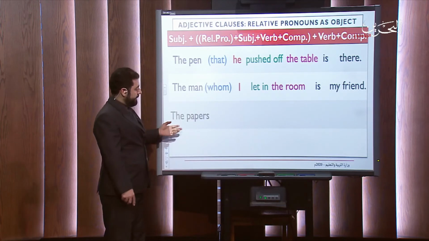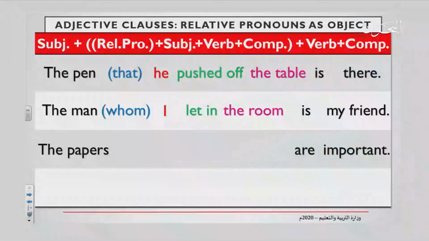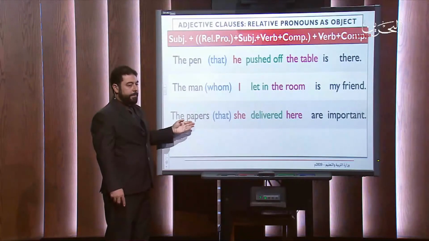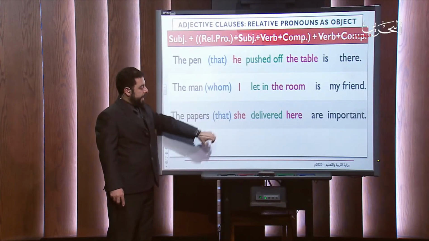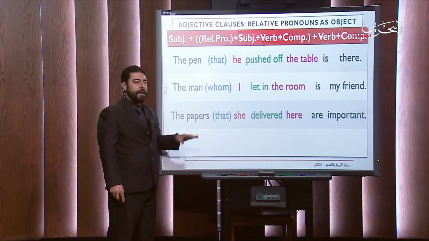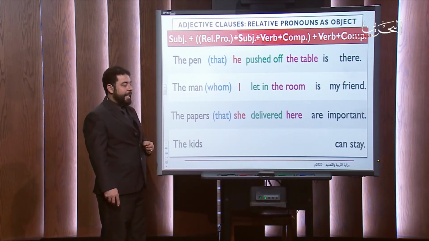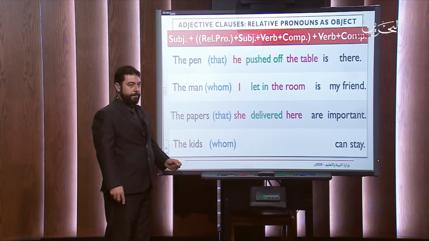A third example, the papers are important. Use an adjective clause, this time relative pronouns as objects. That she delivered here. The papers that she delivered here are important. If we take out that, the papers she delivered here are important. Both sentences are correct. The kids can stay. We use whom instead of who.